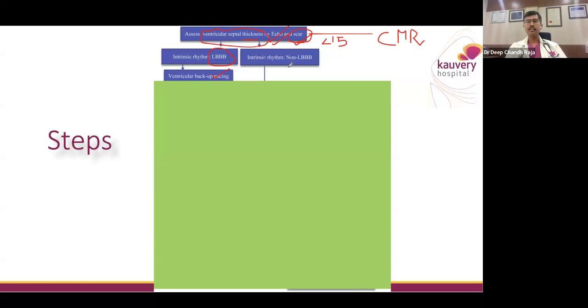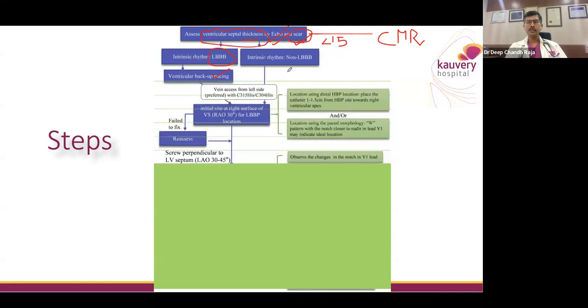Again, I would leave the charge to the operator. In non-left bundle branch block patients it's preferable to have a temporary pacemaker, but not at all times. You could go directly with the left bundle branch pacing lead.